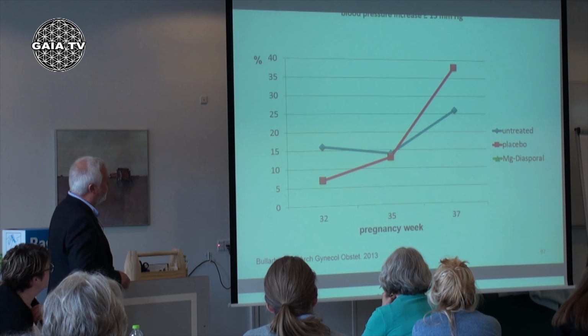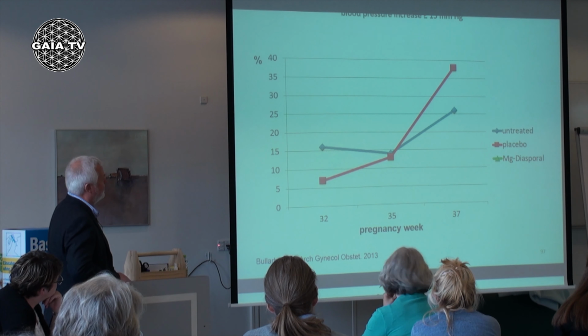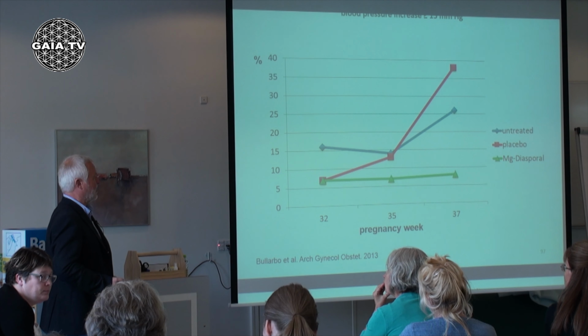However, if we supplemented women in this group with magnesium diaspartate, we simply could avoid the increase absolutely. So really, the supplementation with magnesium can avoid the pregnancy-induced hypertension. And this is extremely important, as pregnancy-induced hypertension can lead to preeclampsia, and preeclampsia can lead to eclampsia, and this is the most severe problem in pregnancy that can occur.